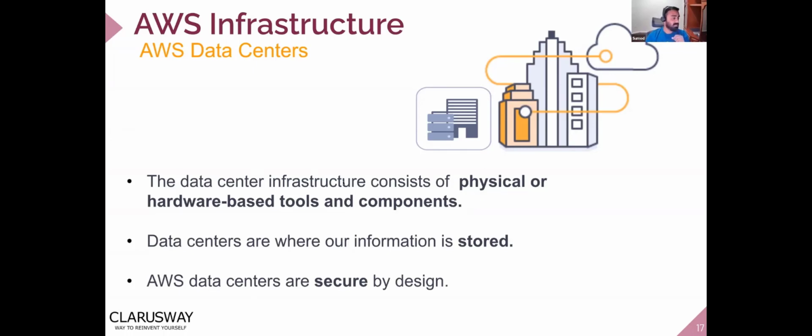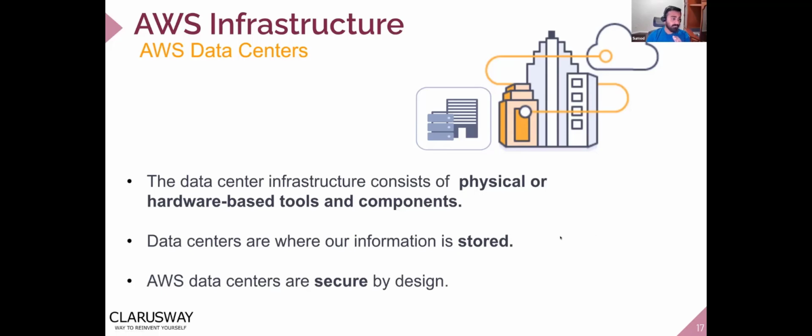The data center infrastructure consists of physical or hardware-based tools and components. Data centers are where our information is stored, which means when you are launching a web server, you have the code written, you have the thumbnails, you have the data, everything. Even if you're pushing something onto a virtual server and you can see it on your console, which means you can see it on a web page, it still needs to be written onto some physical server somewhere else in the world, which comes under a region. So that's what we've been dealing with in these data centers, where all information is stored.